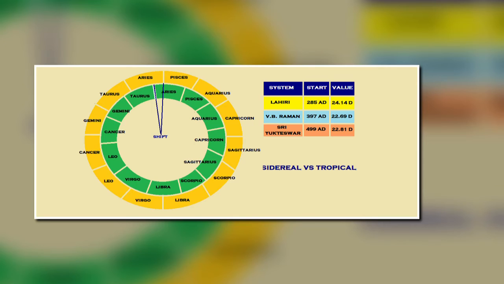For example, if your moon is in 15 degrees of Aries in the sidereal chart, then it will be in the sign of Taurus in the tropical chart. This shift will happen for every planet. Therefore, you can understand how the entire birth chart is changing based on which chart you use.